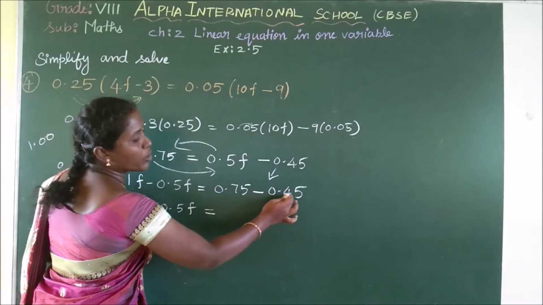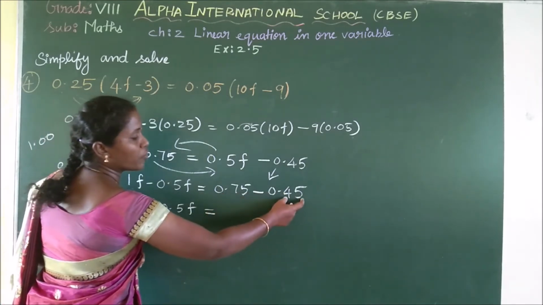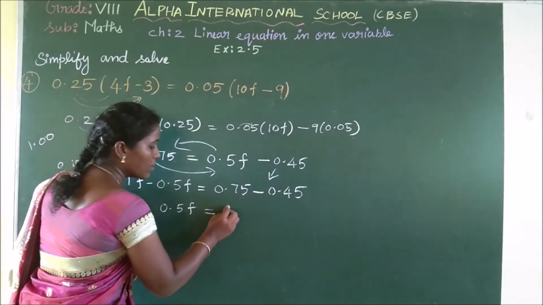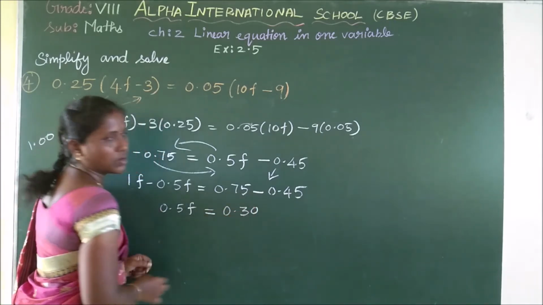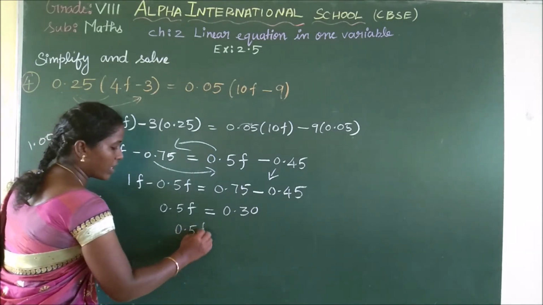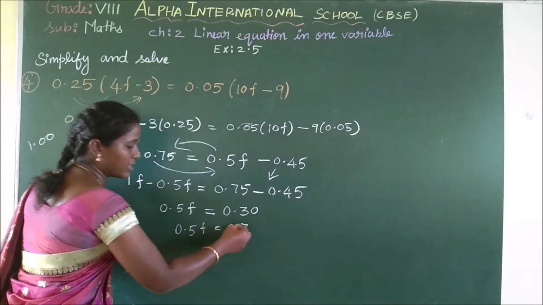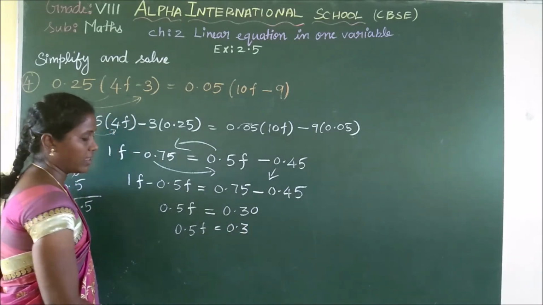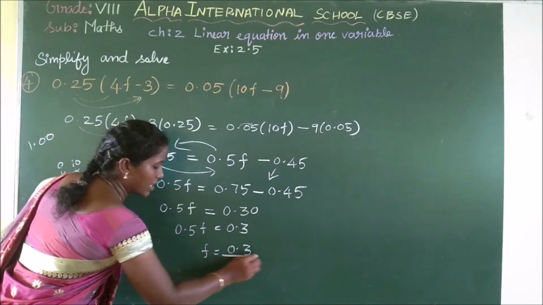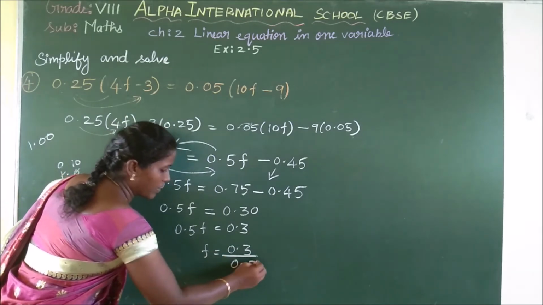0.75 minus 0.45. If we subtract 0.45 from 0.75, what is the value? 0.30. Okay, so 0.5f is equal to 0.3, the standard form. So what is the value of f? f is equal to 0.3 by 0.5.